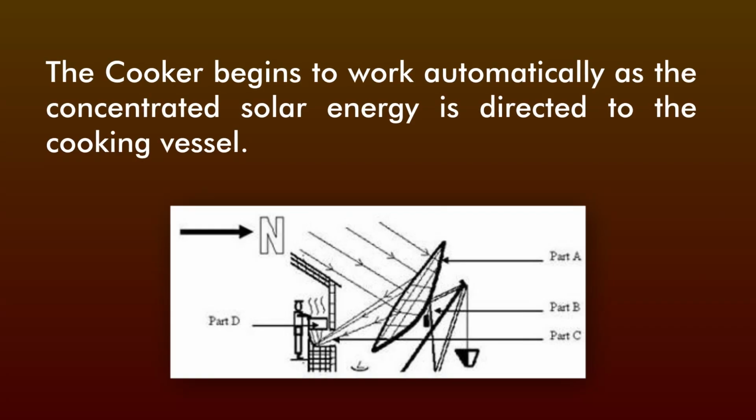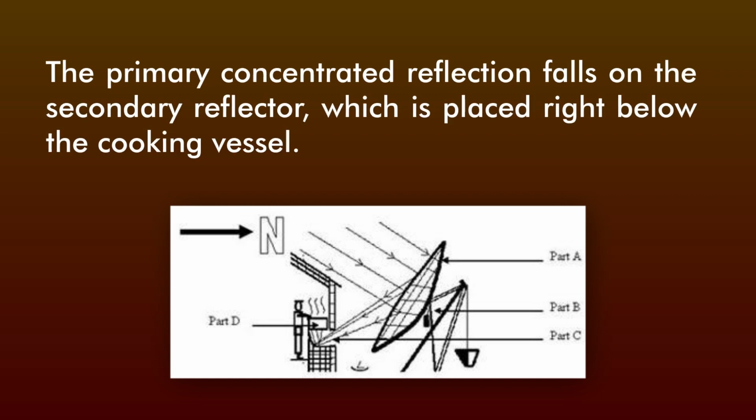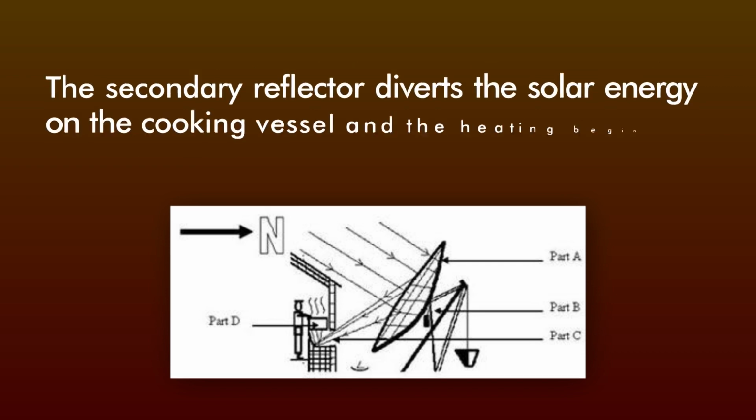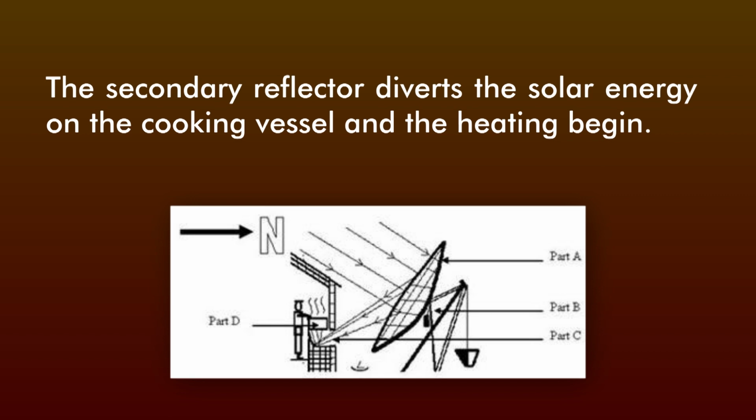The cooker begins to work automatically as the concentrated solar energy is directed to the cooking vessels. The primary concentrated reflection falls on the secondary reflector, which is placed right below the cooking vessels. The secondary reflector diverts the solar energy onto the cooking vessel and the heating begins.